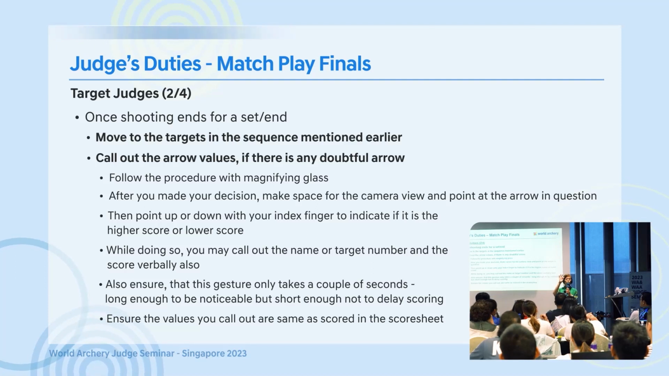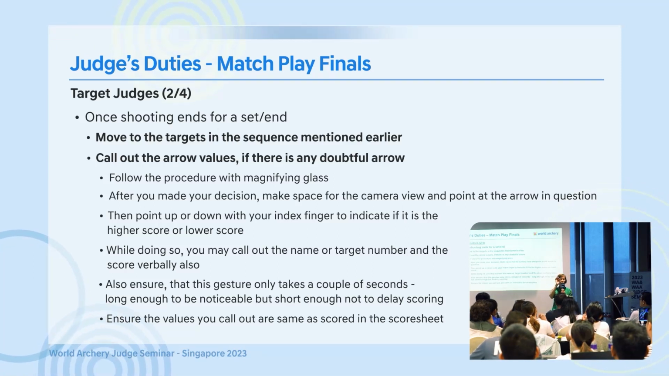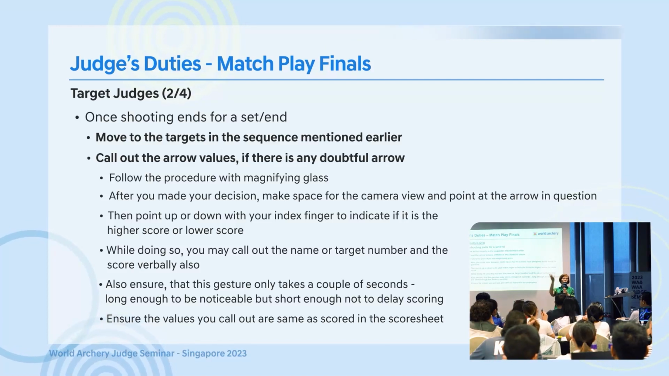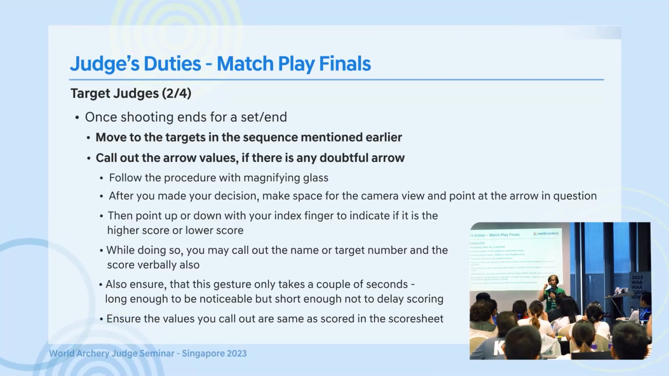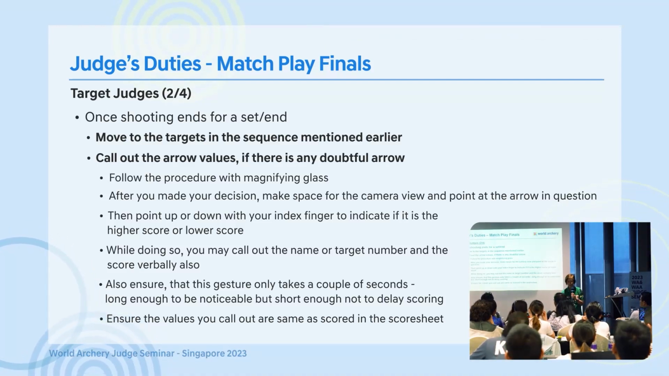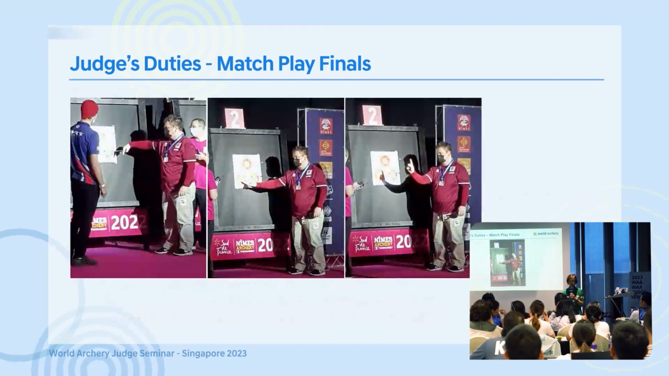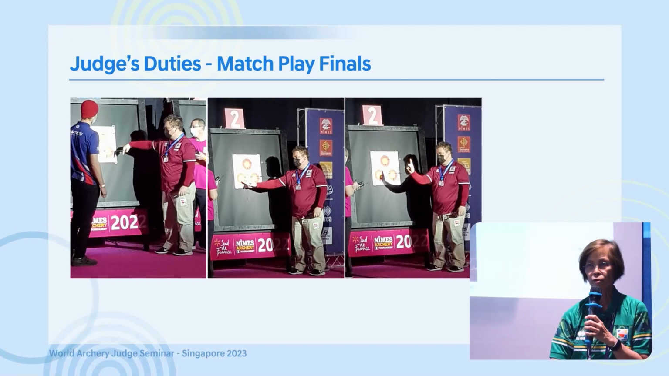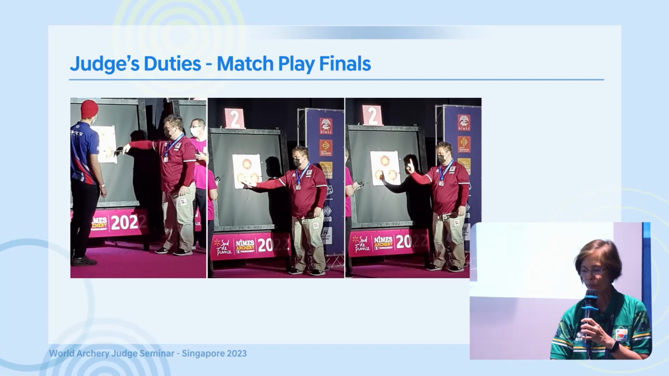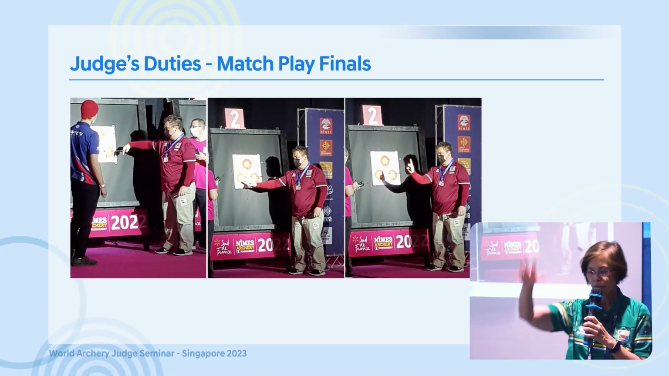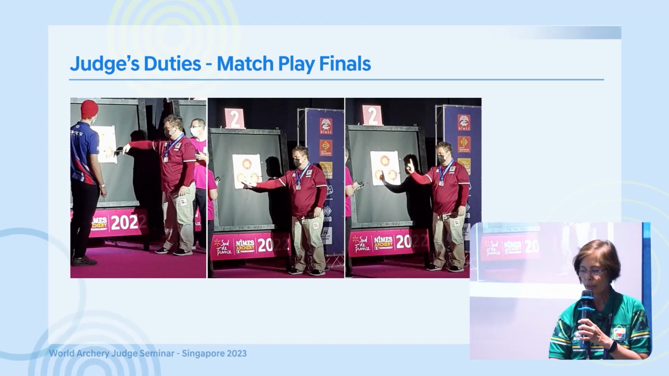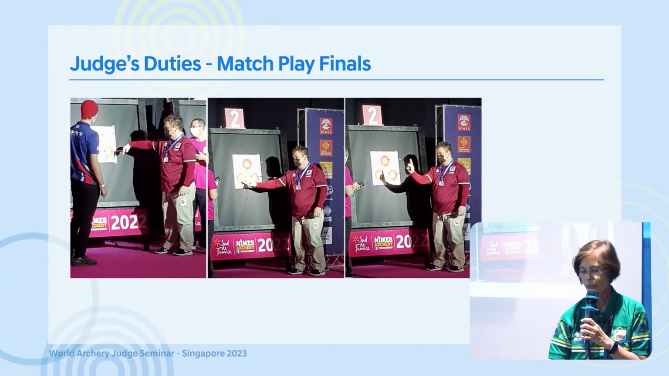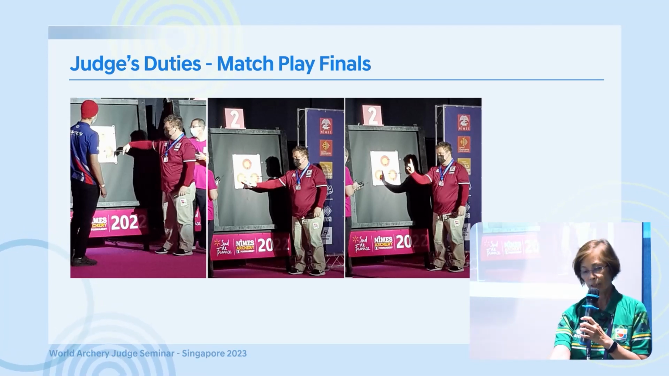Now there is one case when you don't need to do the magnifying thing. If it is between the 10 and the X, 10 and 10X, you don't need to do that because there's no impact. It doesn't matter. Okay? So here are some photos as an example. The judge is pointing to the doubtful arrow. Of course, he's already done the magnifying glass procedure, and then he points up for the higher value, giving it the higher value.